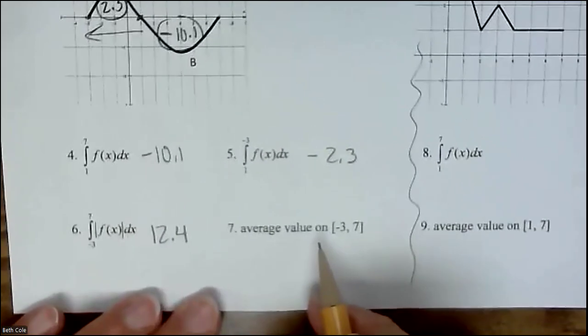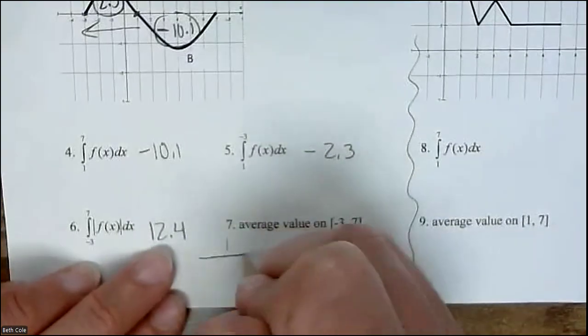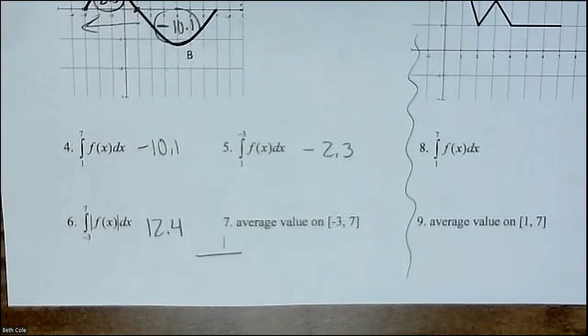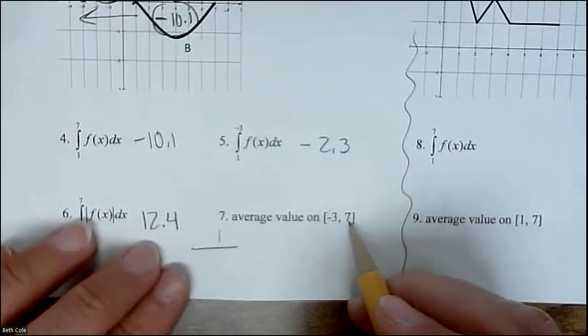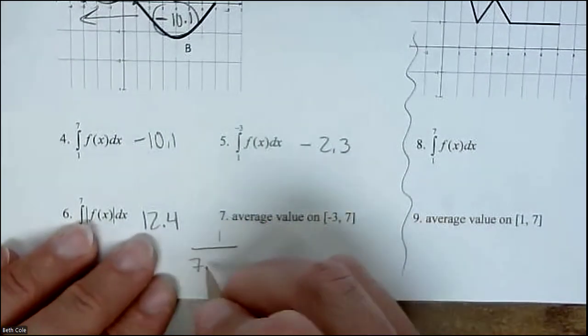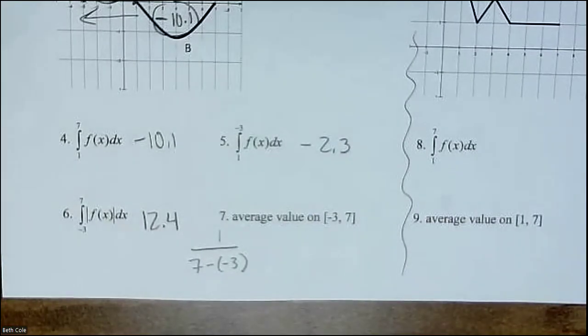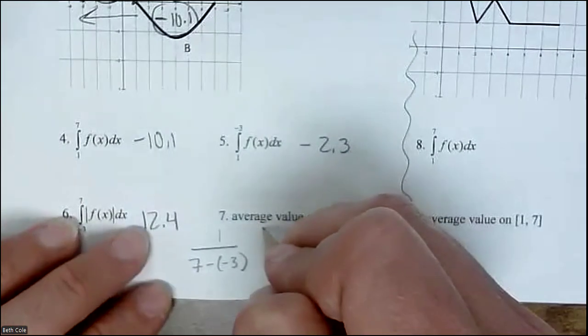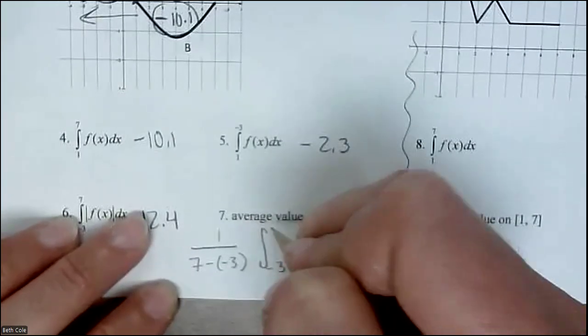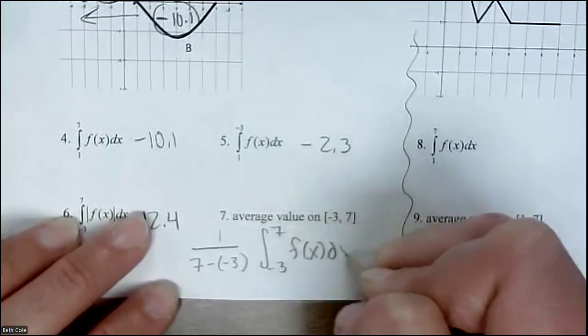And then this is what we were doing today. Average value. Out front, you would put 1 over what? Yep, and I'm going to write it this way just to illustrate that it is subtraction. You can go ahead and write 7 plus 3. That's totally fine. And then it's integral -3 to 7 f of x dx.